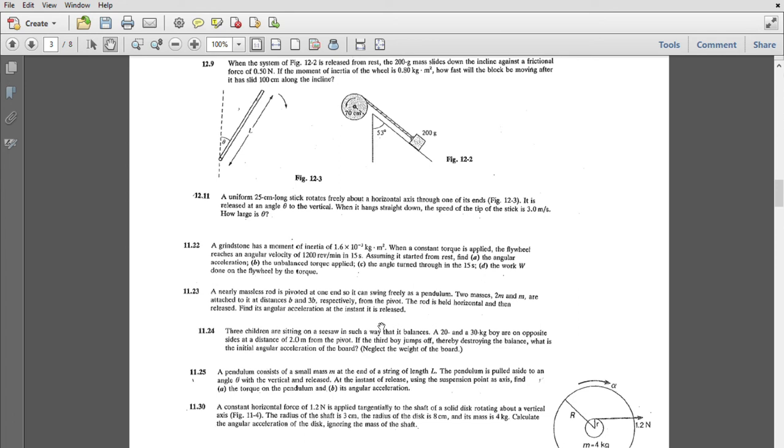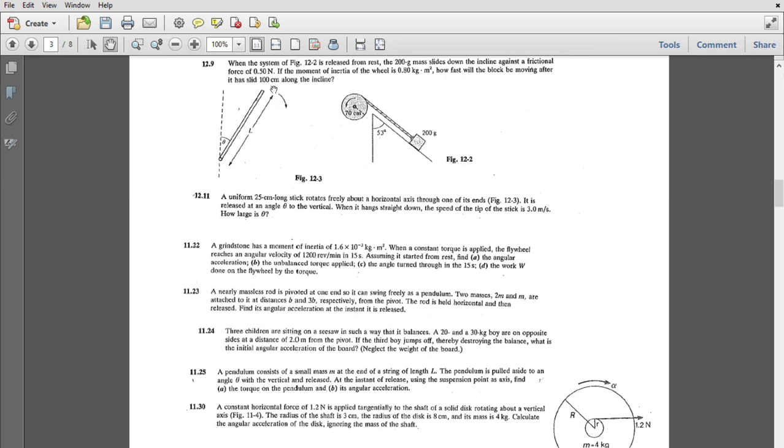Okay, a uniform 25 centimeter long stick rotates freely about a horizontal axis through one of its ends. It is released at an angle theta to the vertical. Okay, so we're looking at this figure over here. When it hangs straight down, the speed of the tip is 3 meters per second. How large is theta? So theta is unknown here, and we are going to use conservation of mechanical energy between this initial state and the final state when it's zooming through the bottom.